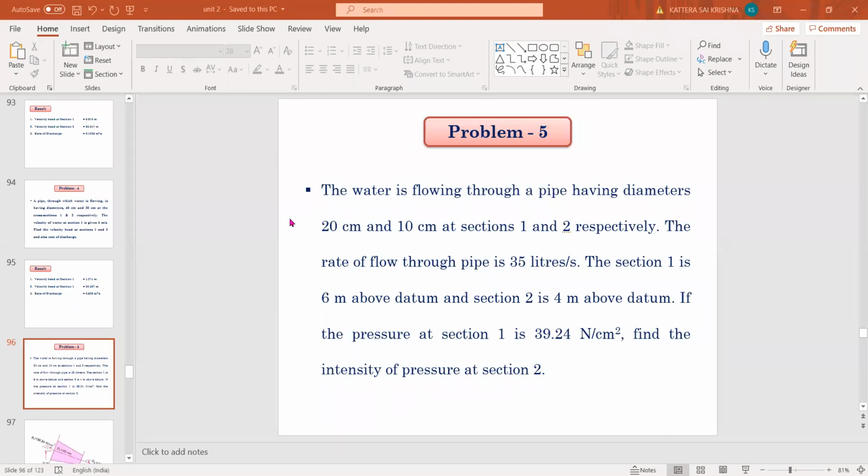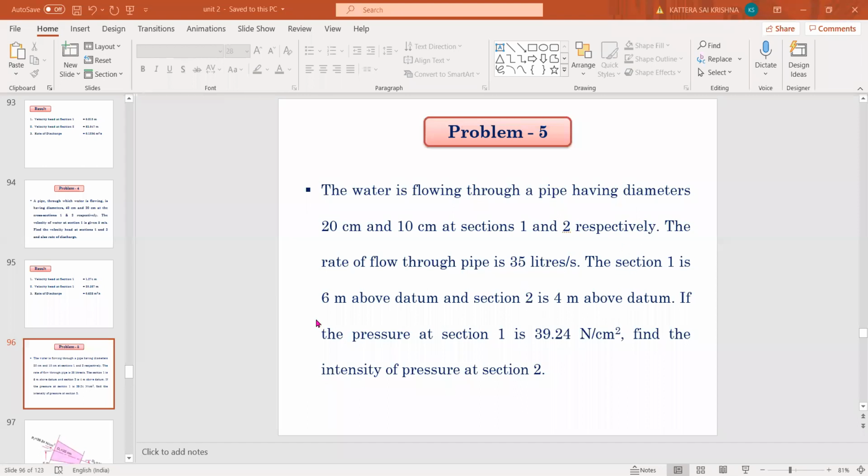So I'm reading the question. Listen, the water is flowing through a pipe having diameters 20 centimeter and 10 centimeter at sections 1 and 2 respectively. So he has given the rate of flow. The rate of flow through the pipe is 35 liters per second. So directly Q value is given to us. Q is equal to 35 liters per second. We need to convert this into meter cube per second. I'll tell that.